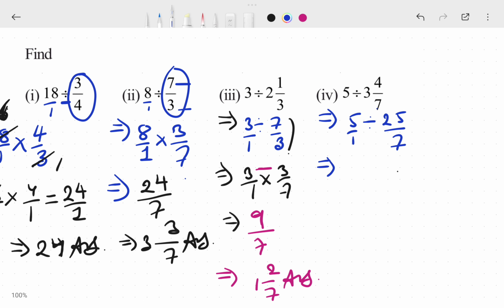So now we can write it like that: 5 by 1, and this division is going to be multiplication, and this part will be changed: the numerator becomes the denominator and the denominator becomes the numerator. Like 7, which is downwards, goes upwards, and 25, which is up, becomes down. So this is 25.